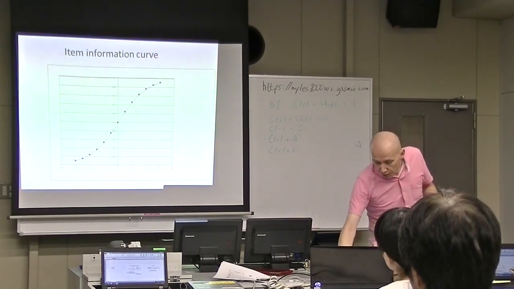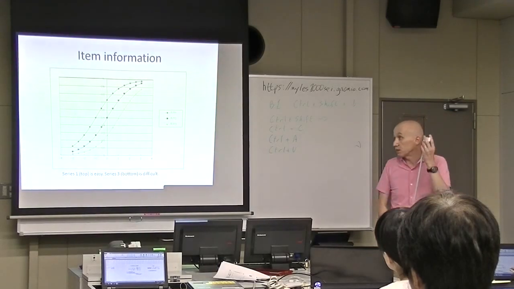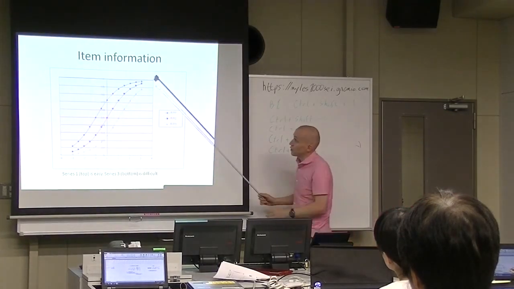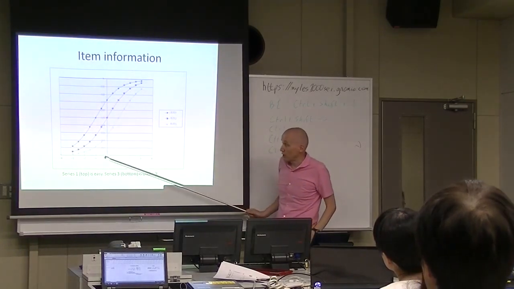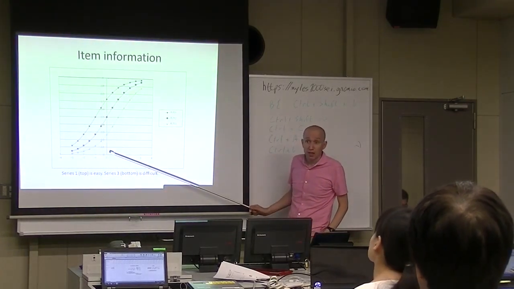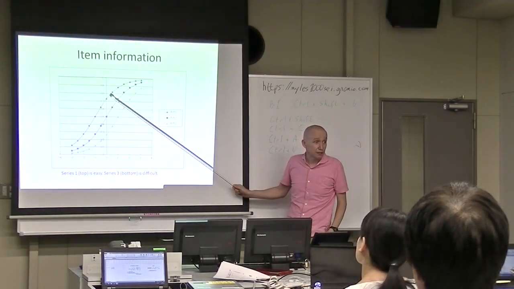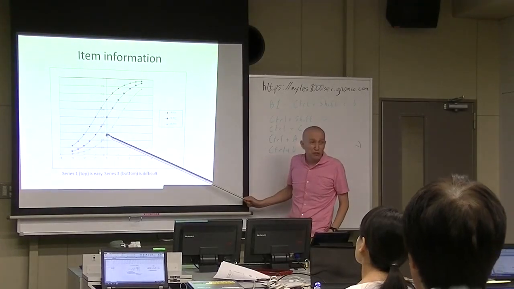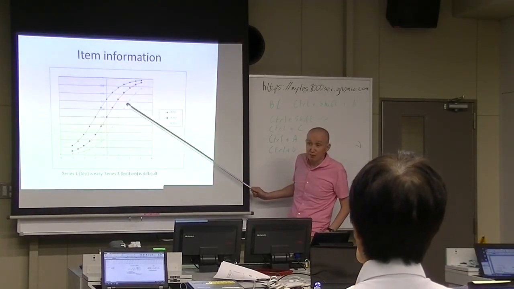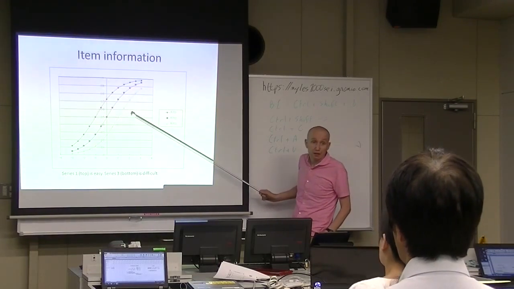What we can do is take a series of questions of different difficulties. This question is quite easy. A person with a 0 level ability has a 0.7 chance of getting that right. But this question is more difficult. This is aimed more at this area, people who are good over here.